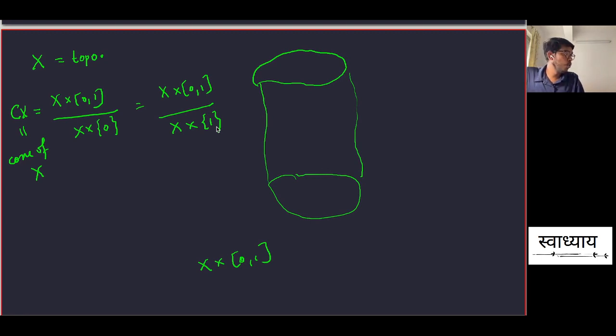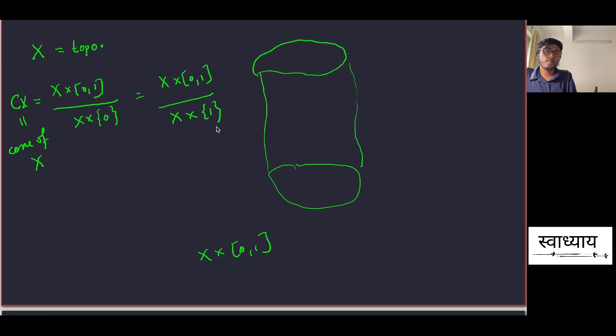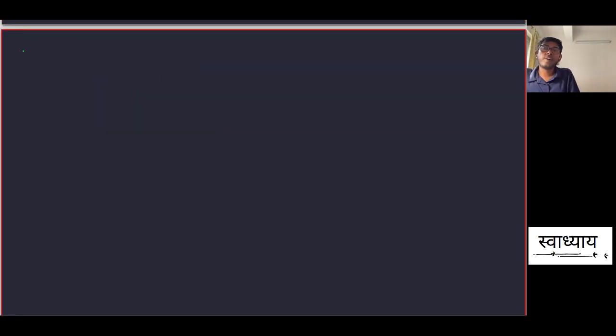So let's see some examples. What if I take X as a point? If X is a point, what is X cross [0, 1]? That's just the line. And now the lower part is just a point, so identifying this point remains the same. So the cone of X is a line segment, the same as [0, 1].